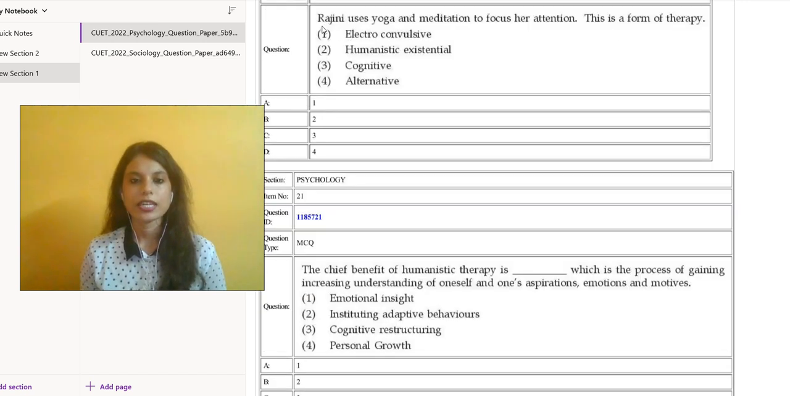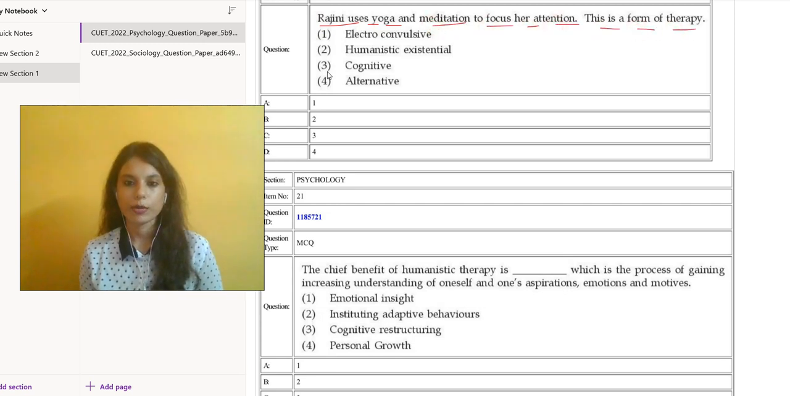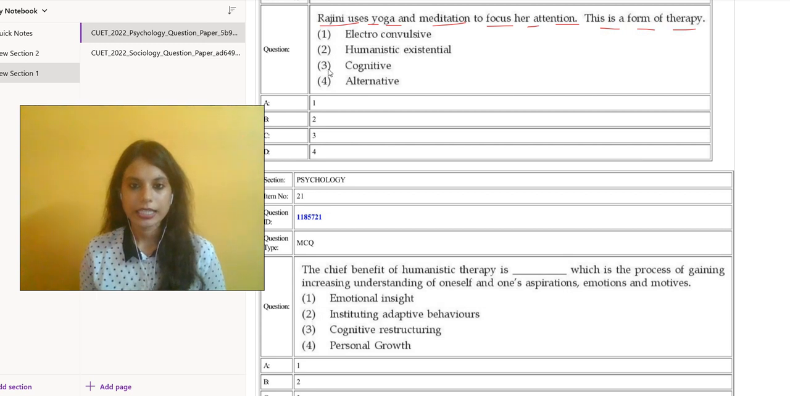The next question says, Rajini uses yoga and meditation to focus her attention. This is a form of therapy. Let's go through the options given: electroconvulsive, humanistic existential, cognitive, and alternative. We are going with the alternative therapy, and this means we are going with option D, that is number 4. Let's move over to the next question.